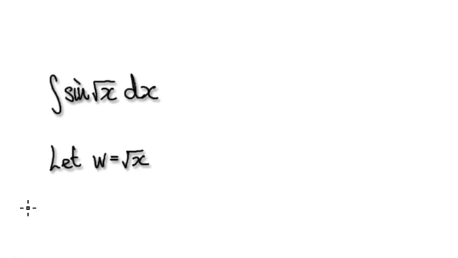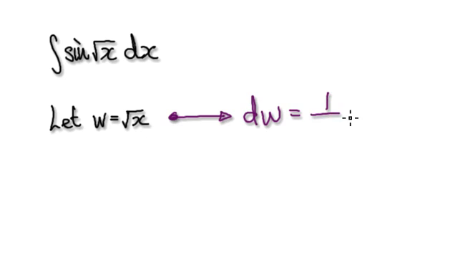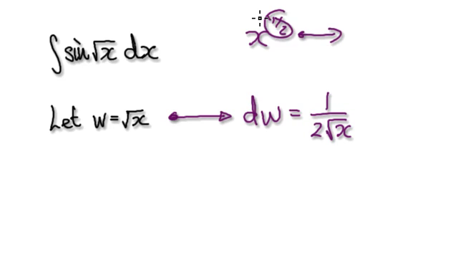Okay, so to do this, let w be this thing here. So let w equals root of x. And now, when you let w equals root of x, you might be tempted to say, oh, dw equals, and then you differentiate this, which will be 1 over 2 root x. If you don't know this, well, you should by now.